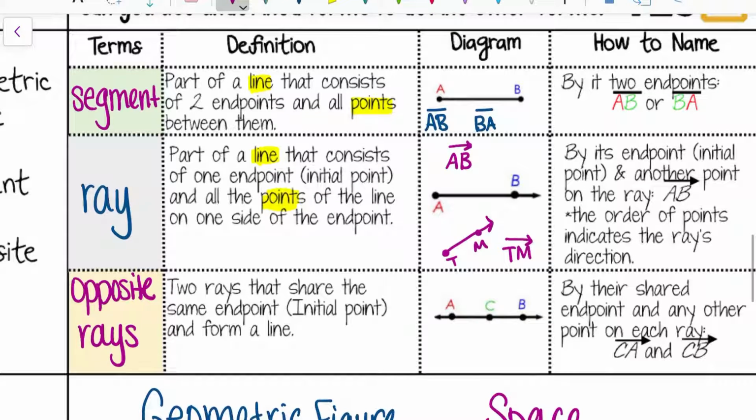Opposite rays are 2 rays that share the same endpoint or initial point and form a line. So looking at this diagram right here, this ray here starts at C and goes forever to the left. That's ray CA. The other ray here starts also at C and goes all the way through B. So the opposite rays here are CA and CB. There are other rays in the diagram, but there's only one pair of opposite rays.